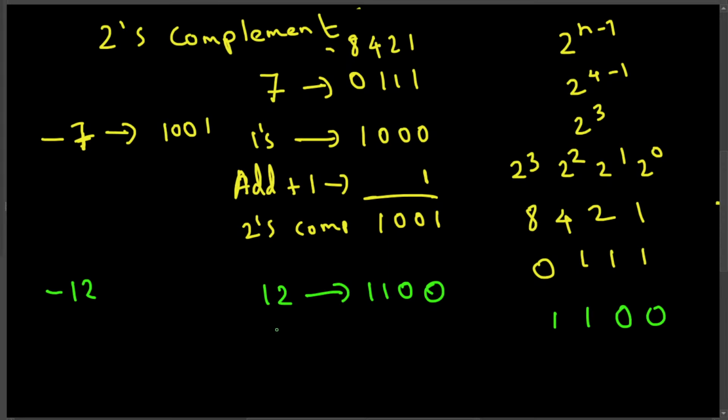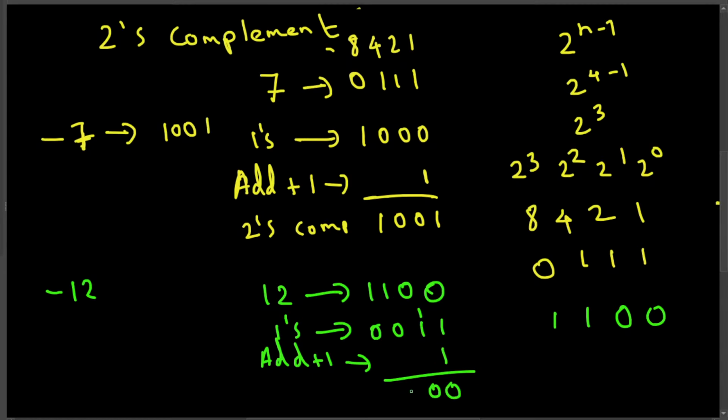Then what you do is you take 1's complement. 1's complement is basically the flip of this. So this is going to become 0, 0, 1, 1. And then what you do, you add 1 to this to make it 2's complement. Add plus 1. So when you add 1, 1 plus 1, that is 0 and a carry 1. And then 1 plus 1, 0 again, carry 1 here. And then here we have 0.